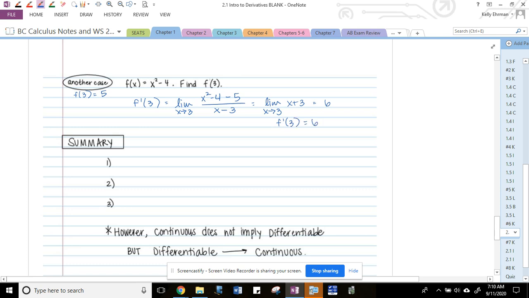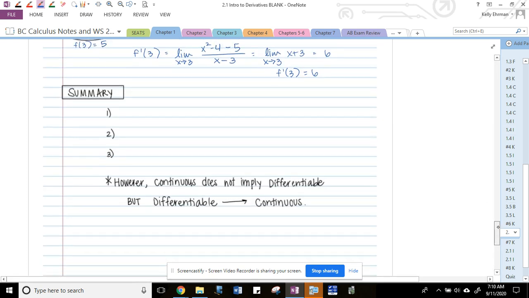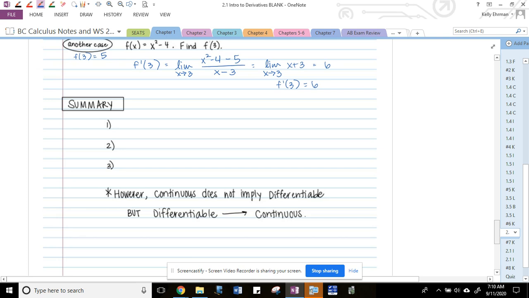And again, if you know your derivative shortcuts, you can double check your work here. The derivative of this is 2x, and 2 times 3 is 6. So those of you who haven't had the shortcuts yet, you can see how much faster that is. We have to get through this stuff first.